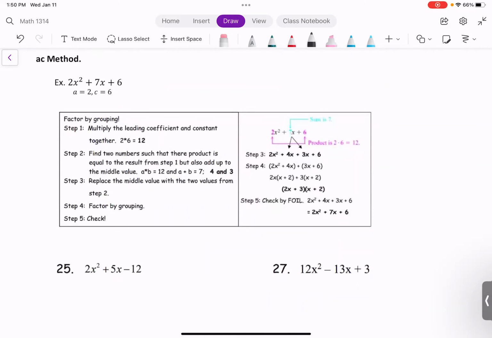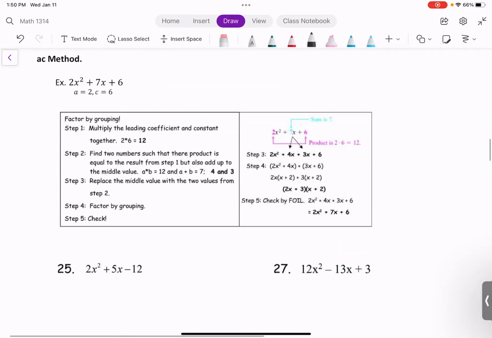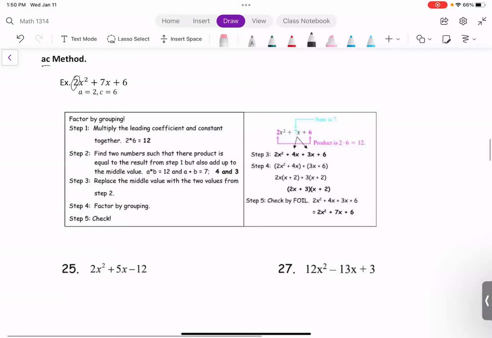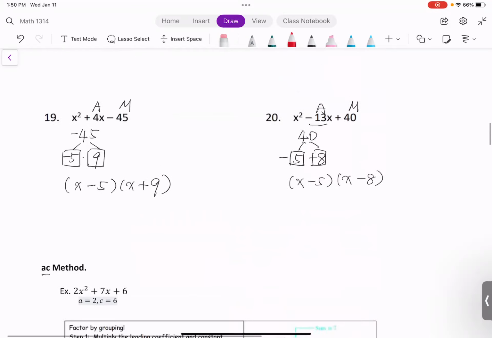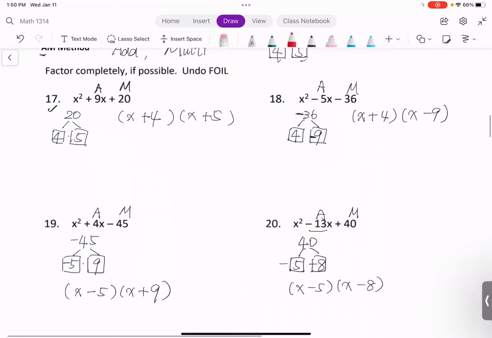Okay, let's see the AC method. The previous one, we were using the A and M method. We know that A means addition, M means multiplication. Now we use the lowercase a and c. A is the coefficient of the leading term, and C is the constant, that's the last term. The AC method is used when the leading coefficient is not 1. In the previous examples, the leading coefficient must be 1. You see, 1 here, 1 here, 1 here, 1 here.